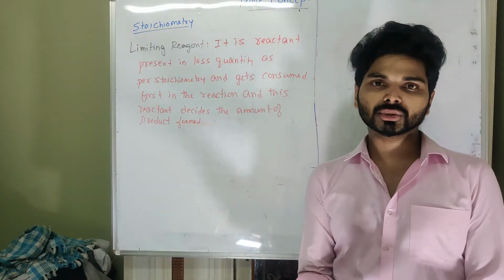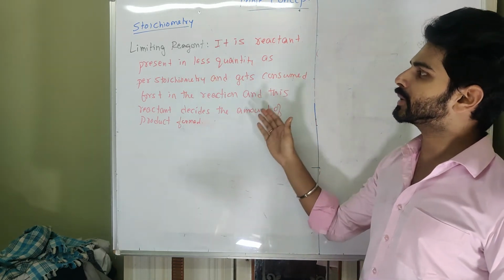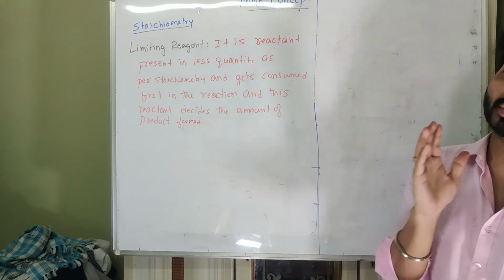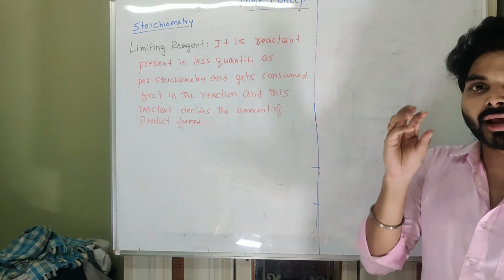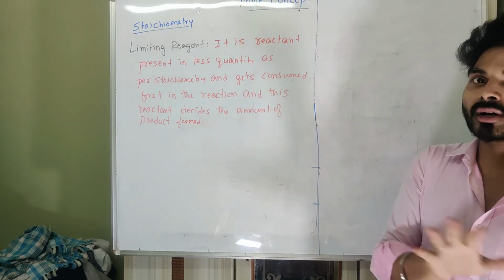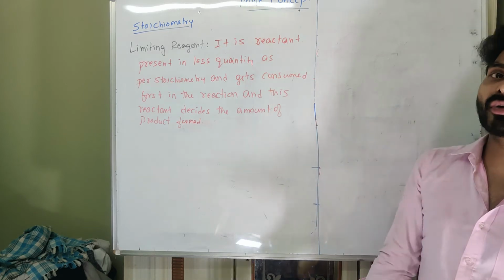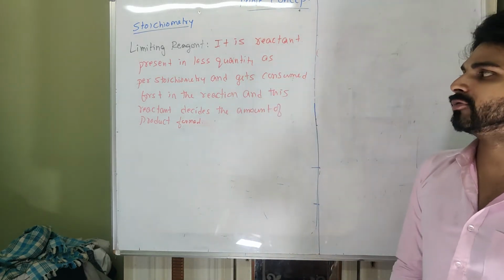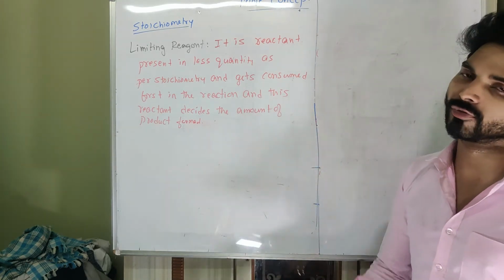So this leads us to conclude about the limiting reagent. It is the reactant present in less quantity as per stoichiometry. When you look at it, it may look small, but that doesn't mean that stoichiometrically it is the lesser quantity reactant. As per stoichiometry, we have to check whether it is less quantity or not, and it gets consumed first in the reaction. And this is the reactant which decides the amount of product formed.